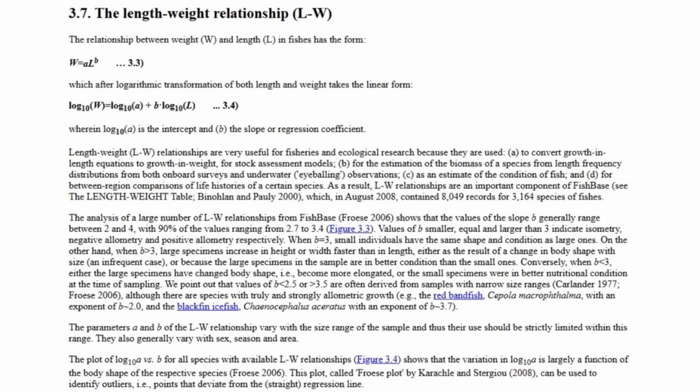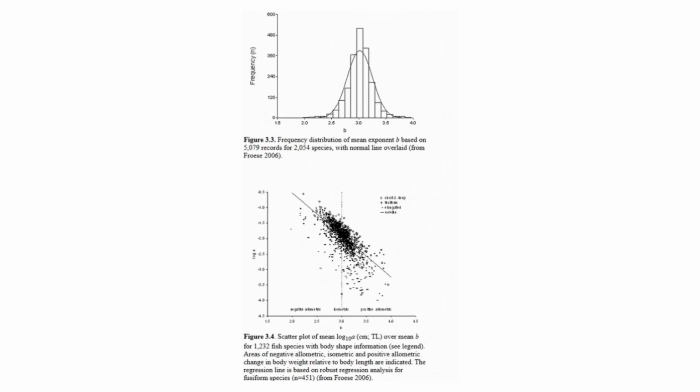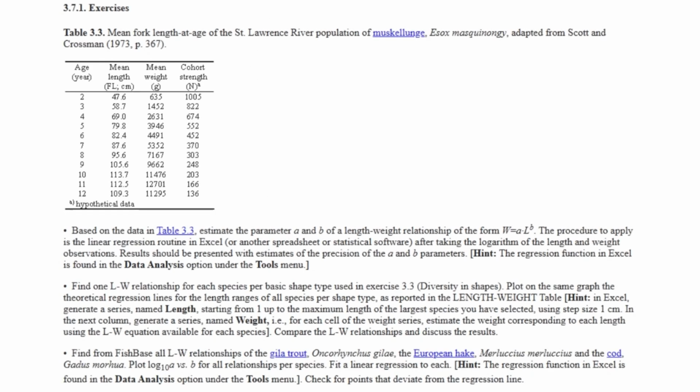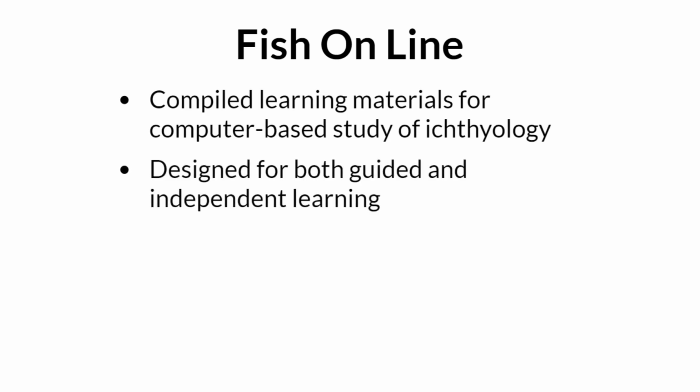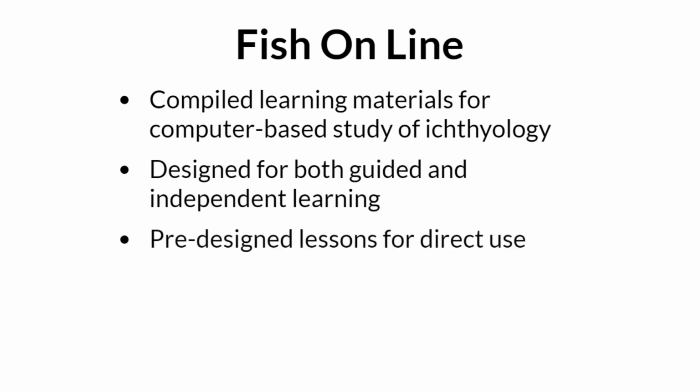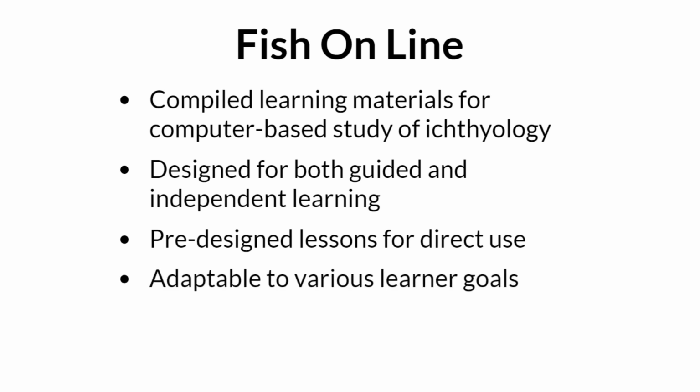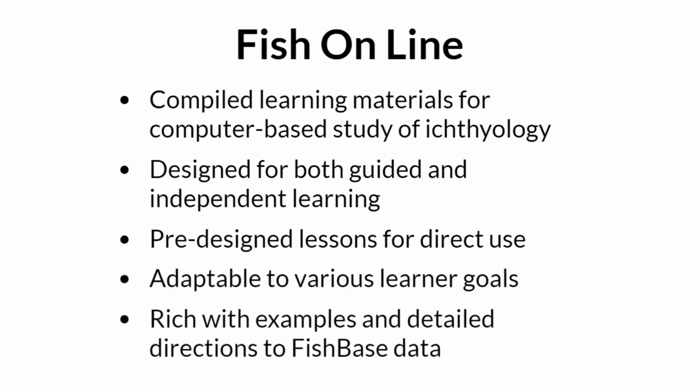Section 3.7 titled, The Length-Weight Relationship, discusses the concept and provides a step-by-step walkthrough. The exercise at the end of the section shows how weights are estimated for lengths in a length frequency table. In summary, Fish Online presents compiled learning materials for a computer-based study of ichthyology. It is designed for students guided by teachers as well as independent learners. The lessons can be used as is, or adapted for the learner's goals. Examples are provided all throughout, along with directions to where needed information can be found in FishBase.